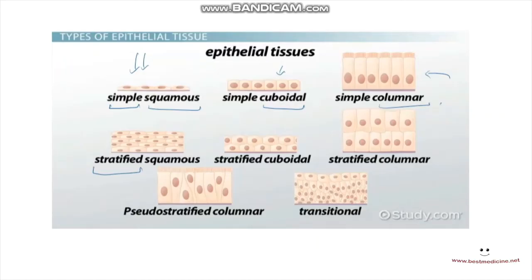Likewise, more than one layer of flattened cells would be called stratified squamous, and more than one layer of cuboidal cells would be called stratified cuboidal, and more than one layer of columnar cells would be called stratified columnar, right? And stratified columnar is actually really rare. So I'll give you some examples of this as well. Just hold on a minute.